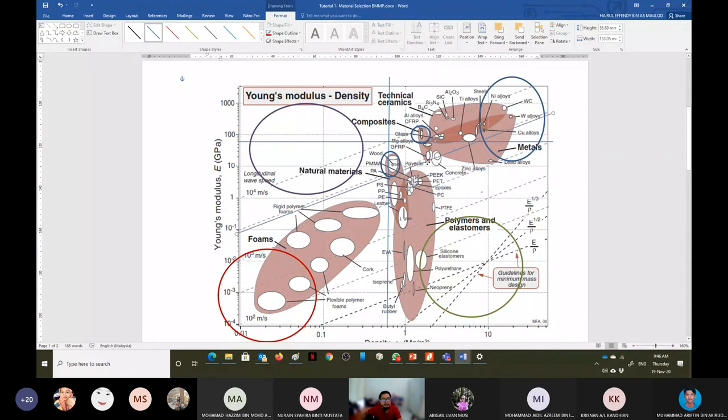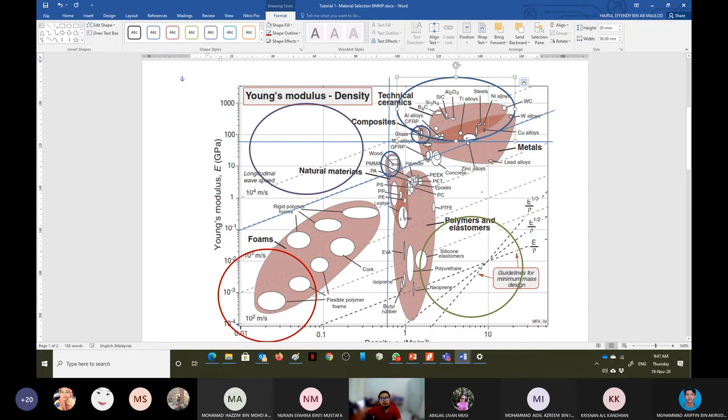Let's say I put the intercept here at 0.01 gigapascal. So anything that is below this value and that must exceed 70 gigapascal, we can choose any material that is here, specifically this area, that can meet the value. And how do you want to choose?